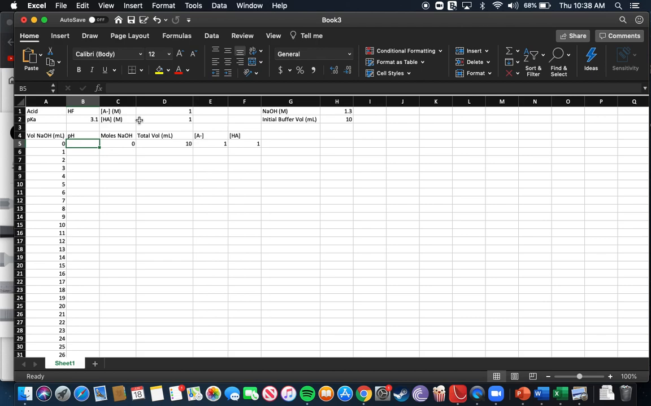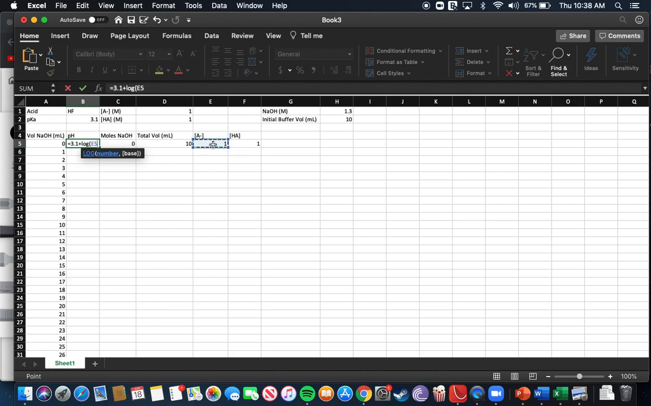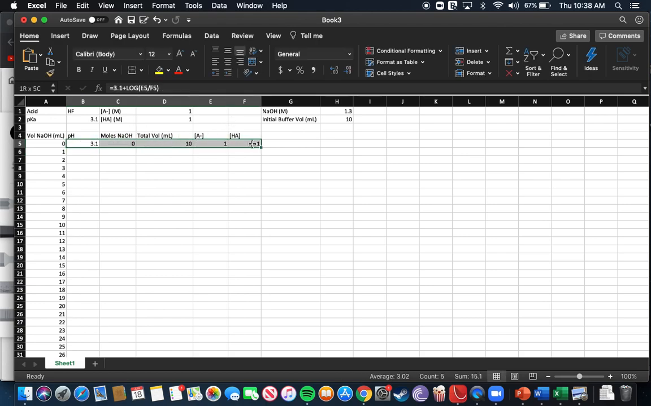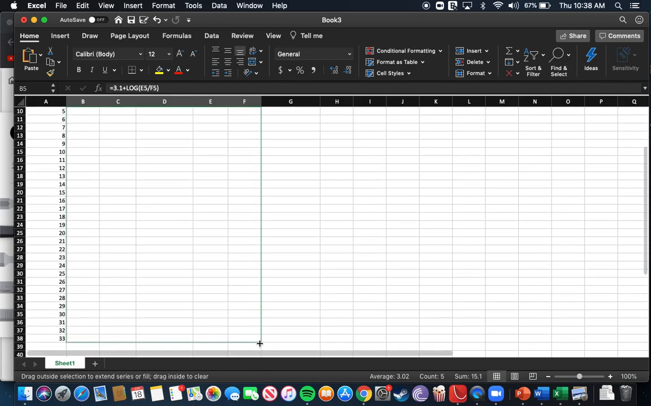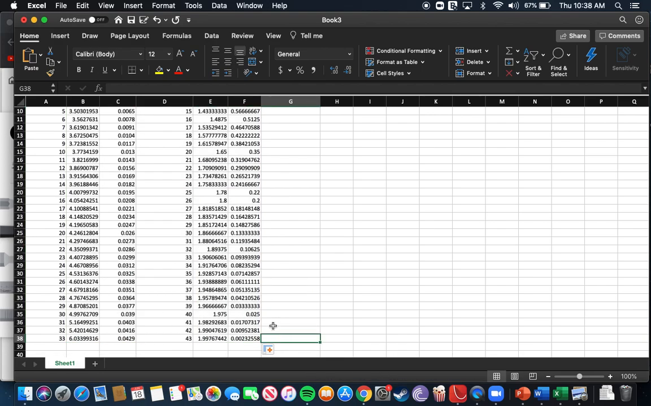So then we can enter our Henderson-Hasselbalch equation. So we have 3.1 plus the log, open parentheses, of this ratio here. Now the great thing about Excel is you can just highlight all of these, go to the bottom right corner, and drag it down, and you get a whole table of values already done for you.